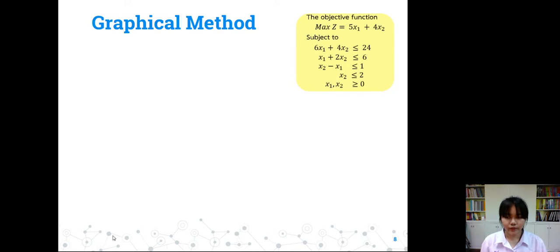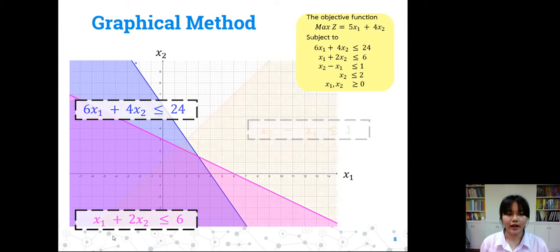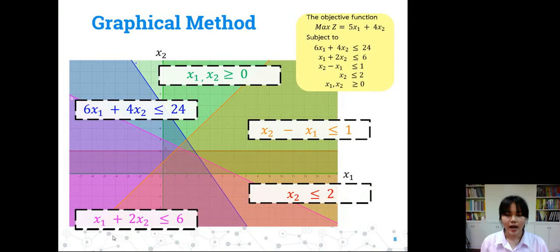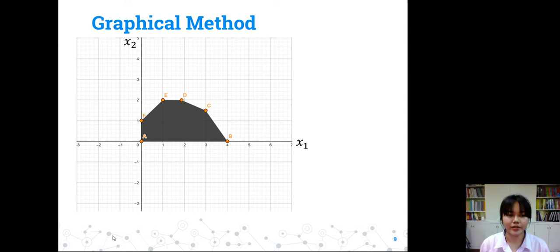From the model, we use the constraints to draw the graph as follows: blue area, pink area, orange area, red area, and green area, and the overlap area will be the feasible region.